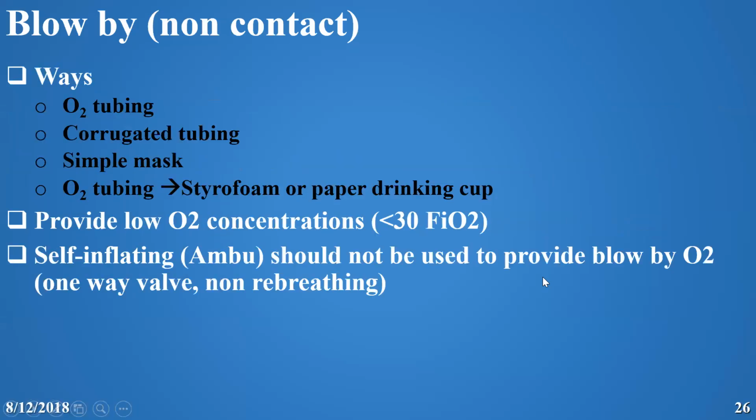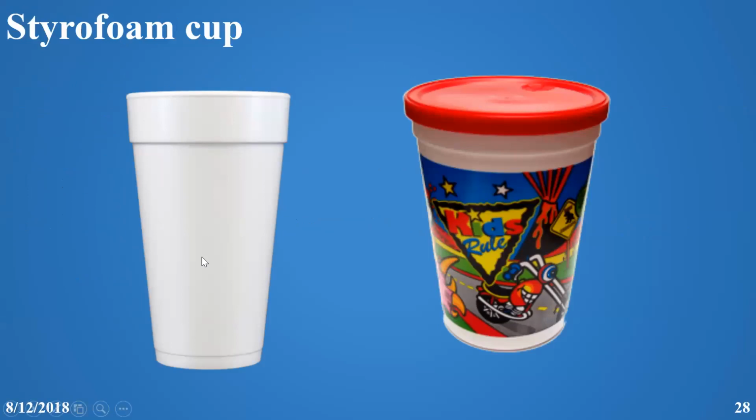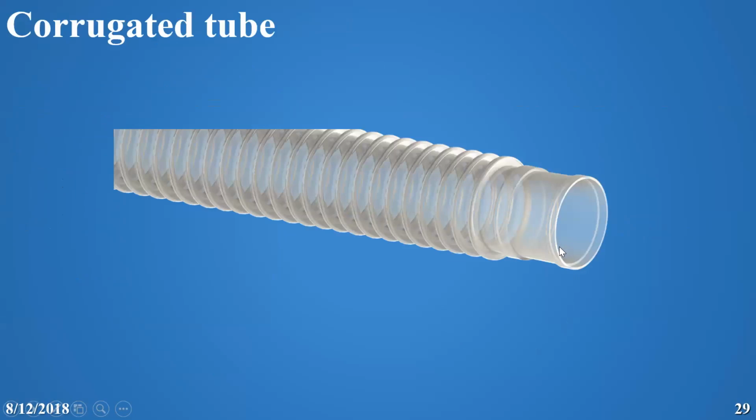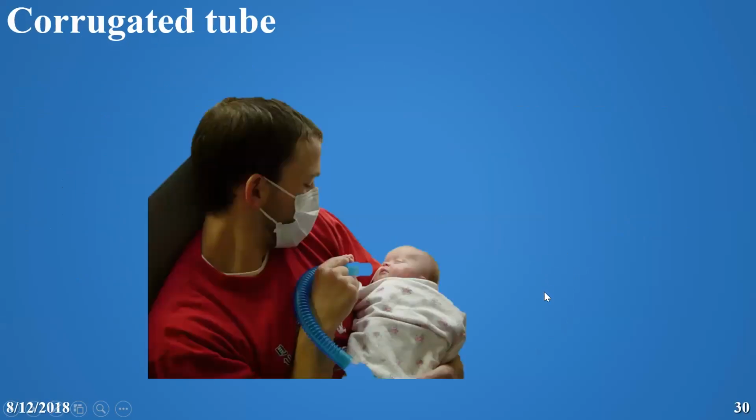Now we'll start with blow-by. We can use any styrofoam cup or disposable cup, put the tube at the beginning, and put the mask or this tube close in proximity to the baby. We can use corrugated tube to give blow-by, and this is blow-by. You see what blow-by is? The interface is not in contact with the baby. So it can be a mask, it can be a cup, it can be flow inflation, but it cannot be self-inflation. And it can be a tube, and it can be a hand. You use your hand like a cup and hold the tube.